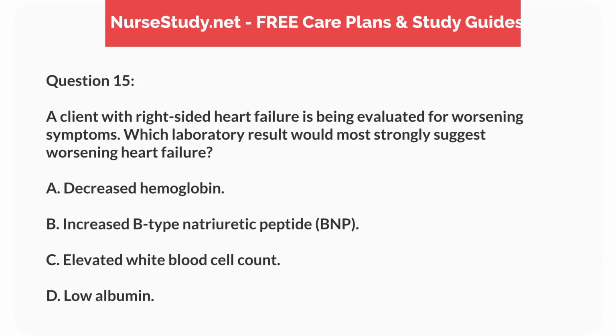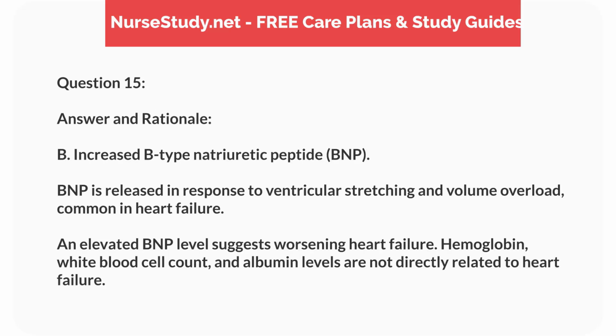Question 15. A client with right-sided heart failure is being evaluated for worsening symptoms. Which laboratory result would most strongly suggest worsening heart failure? A. Decreased hemoglobin. B. Increased B-type natriuretic peptide, BNP. C. Elevated white blood cell count. D. Low albumin.